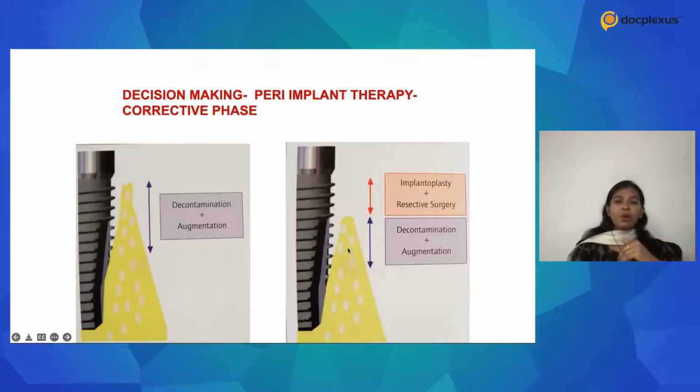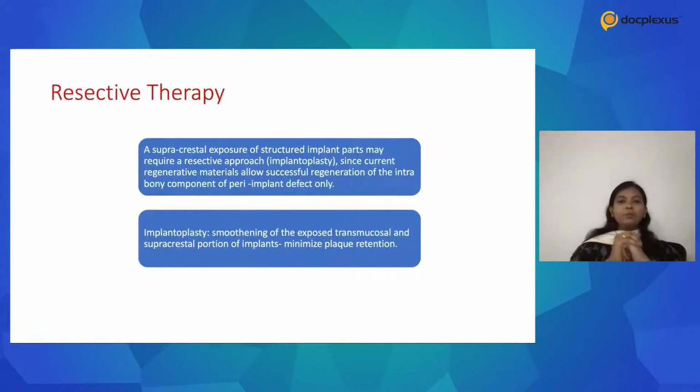But when there is bone loss happening, then the supraalveolar defect has to undergo a resective surgery, and for the infraalveolar component, below the crest of the bone, you will probably have to do decontamination plus augmentation. So this is the most important thing. You need to identify if it is a supraalveolar defect or an infraalveolar defect. If it is supraalveolar, go ahead with resective surgery. If it is infraalveolar, go in for an augmentation therapy.